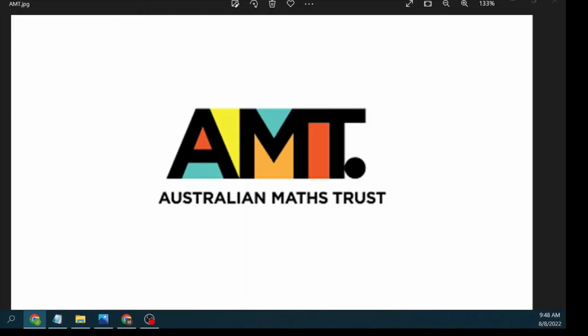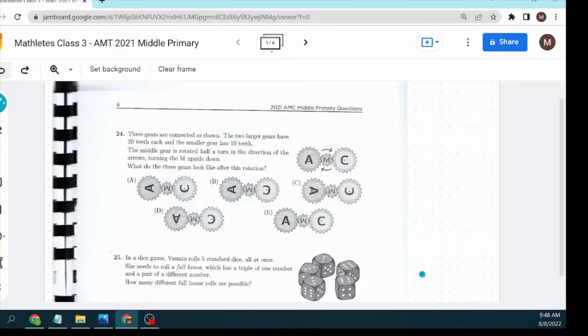Alright. So question number 24: 3 gears are connected as shown. 2 larger gears have 20 teeth each. Look at the picture here. There are 3 gears attached to each other. They're talking about 2 larger gears have 20 teeth each, that is A and C have 20 teeth each. And the smaller gear has 10 teeth, which is M. The middle gear is rotated half a turn in the direction of the arrows.